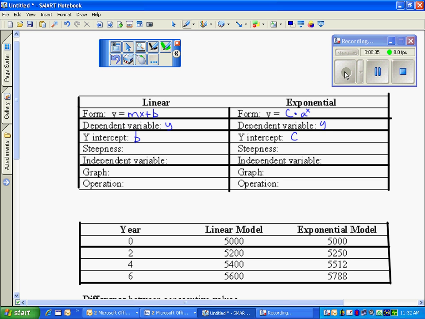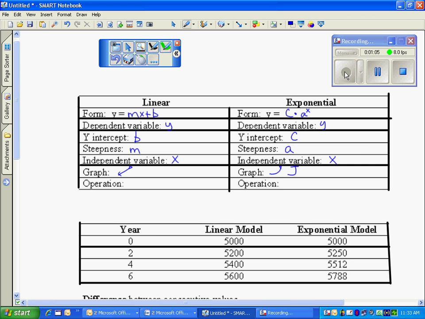In linear, steepness is defined by slope. The bigger the number, the steeper the graph. And in exponential, the steepness is going to be defined by a. The independent variable is x in both situations. The graph of a line is a linear function; the graph of an exponential function is kind of a J curve.